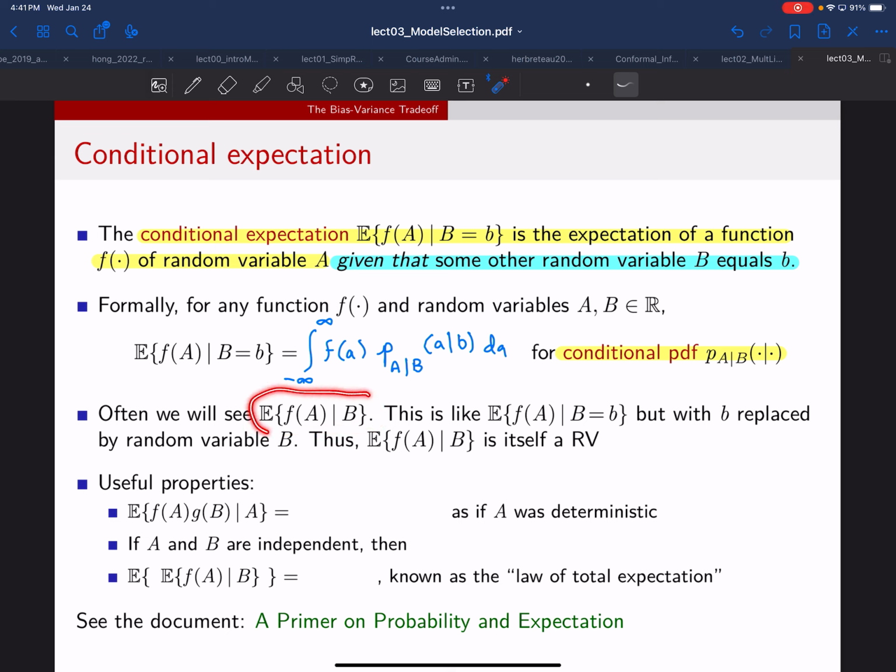As a random variable, you can look at its mean, its expectation, its variance, whatever. Whereas this is deterministic. It doesn't really make much sense to look at its mean or variance, because it's just a fixed deterministic number. So this is not. Okay, so that's this thing.